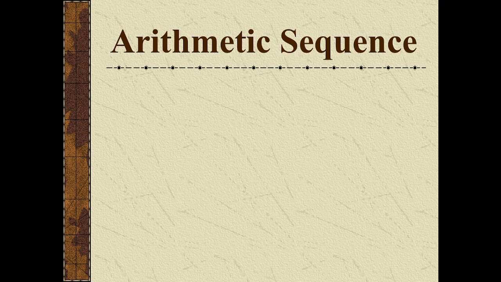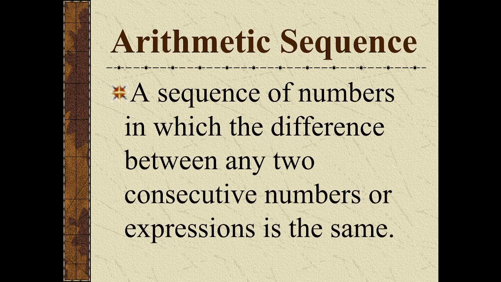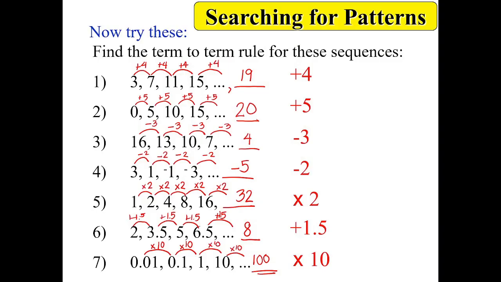Okay, now, there are so many kinds of sequences, and one of those kinds of sequences is arithmetic sequence. The other kinds will be discussed later on as we move on with our lesson this school year. Now, what is an arithmetic sequence? It's a sequence of numbers in which the difference between any two consecutive numbers or expressions is the same. So if I'm going to go back to our previous exercise, which among these 7 items is an example of an arithmetic sequence? If I'm going to redefine it, arithmetic sequence is simply adding a constant number to get the next term.